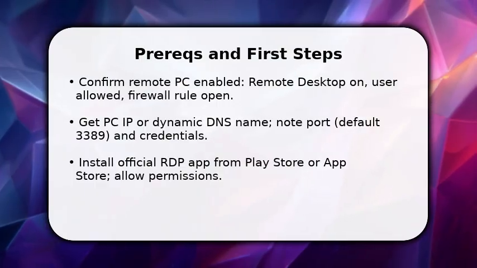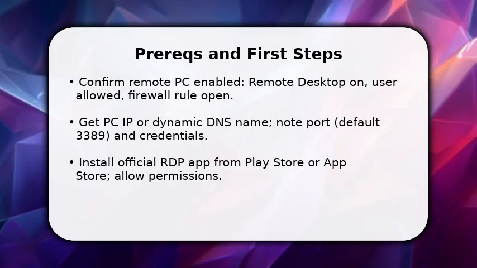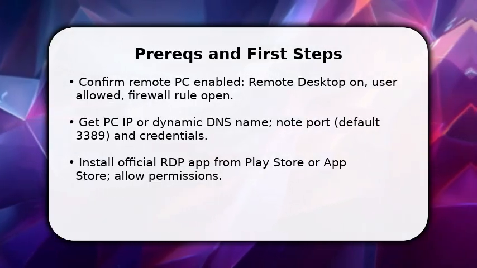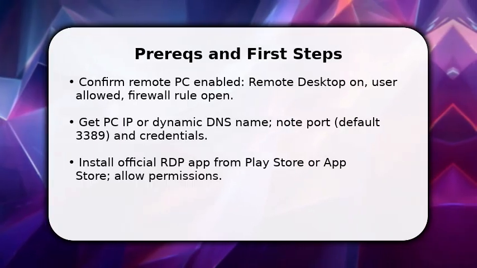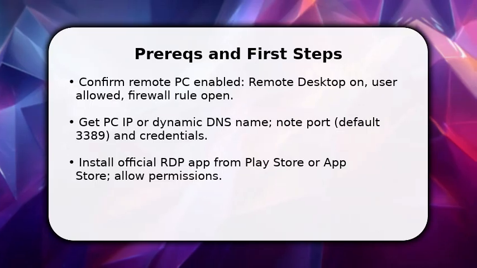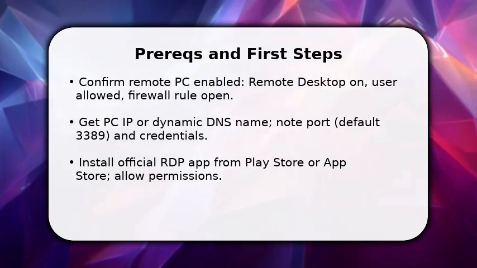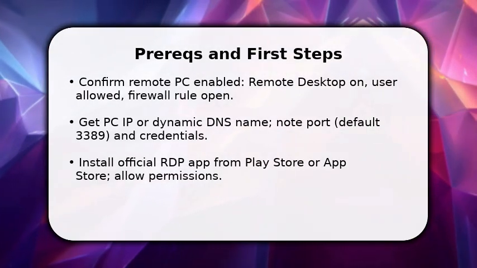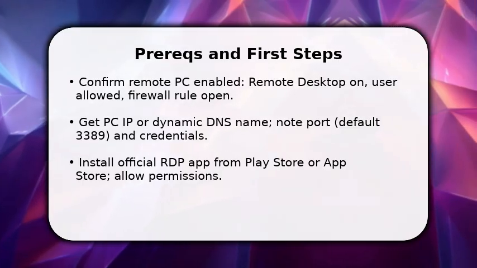You start by confirming the essentials so the connection will work. Enable remote desktop on the PC, add your user, and open the firewall rule for port 3389. This is why connections fail otherwise. Once done, note the PC's public IP or dynamic DNS name and the exact port and Windows credentials you'll use.